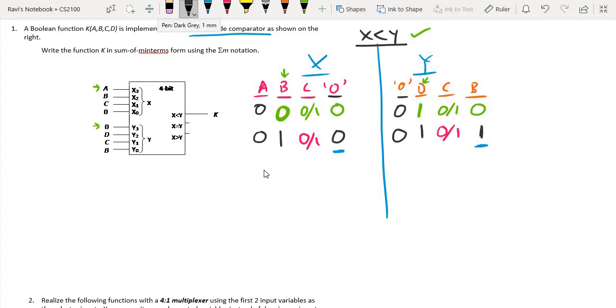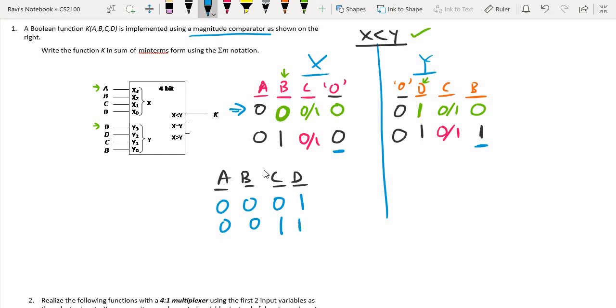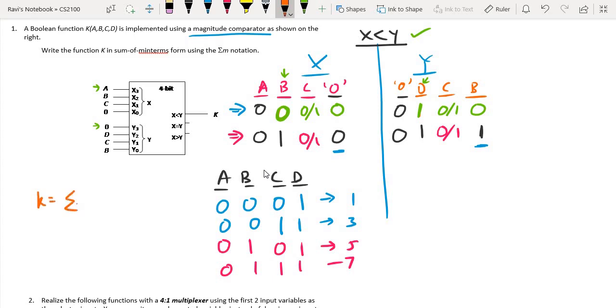Now that we have all this, we put it in the order of A, B, C, D. For the first entry, A is 0, B is 0, D is 1, and C is either 0 or 1. So that gives us 1 and 3. Now let's look at the other combination. Here A is 0, B is 1, D is 1, and C is again 0 or 1. So 0101 and 0111, which imply 5 and 7. So the final answer for K is the minterm combination of 1, 3, 5, and 7.